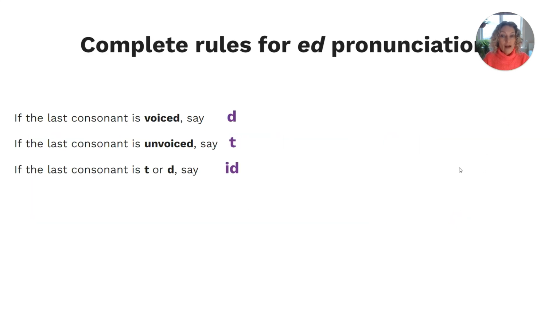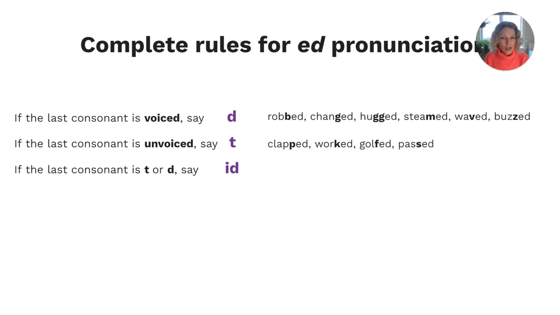So when you have a voiced consonant, you need to end your past tense verb in a D sound. For example, robbed, changed, hugged, steamed, waved, buzzed. So you need to say that D sound clearly to make sure that people know it's in the past tense. If the last consonant is unvoiced, then you say a T sound, like clapped, worked, golfed, passed.